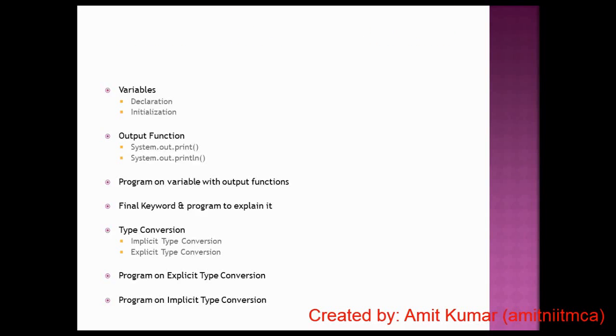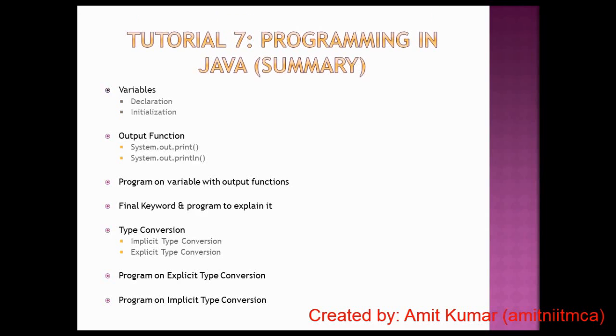In the previous tutorial you have discussed variables, declaration and initialization, output functions, both print and println and their differences, programs on variables along with the output function, the final keyword and a program to explain it, type conversion and programs to explain the types of type conversion, that is explicit and implicit type conversion.